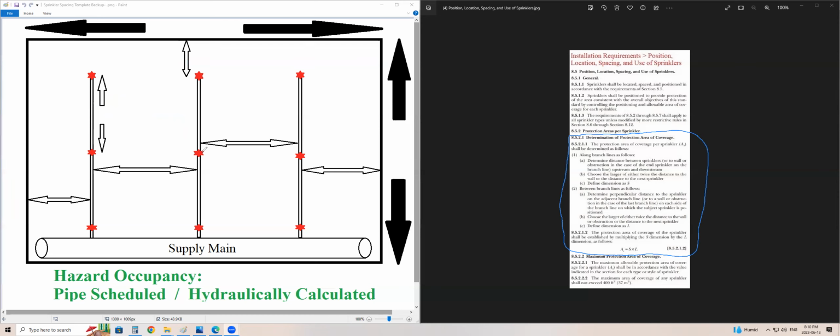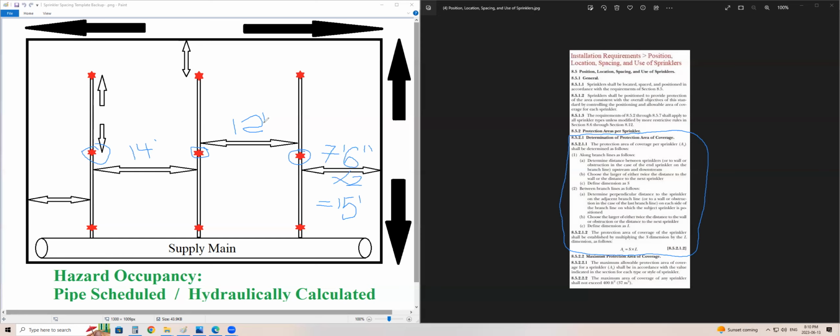Let's say, for example, between this sprinkler head here and this sprinkler head here, we've got 12 feet. Let's say between these two here, we've got 14 feet. And then let's say between this sprinkler and the wall, we've got 7 foot 6 inches. Well, twice the distance to the wall, 7 foot 6 times 2, equals 15 feet. And then we've got 12 feet between these two branch lines and 14 feet between these two branch lines.